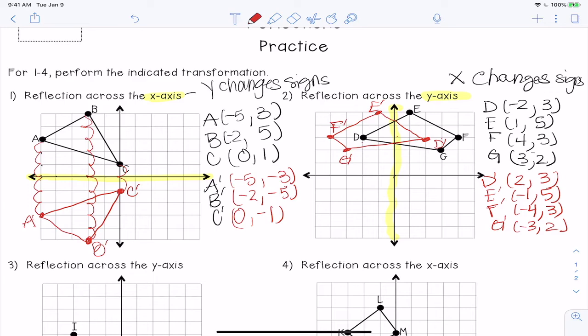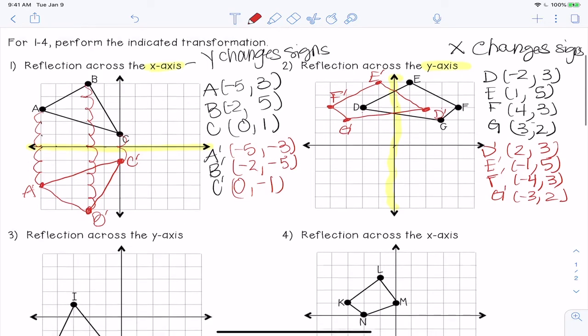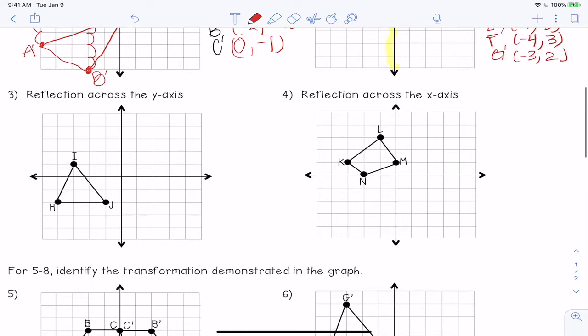So I want you guys to do 3 and 4. That'll be in your independent practice. And you can always pause this video, work on it, and come back. I'll post the answer key later.